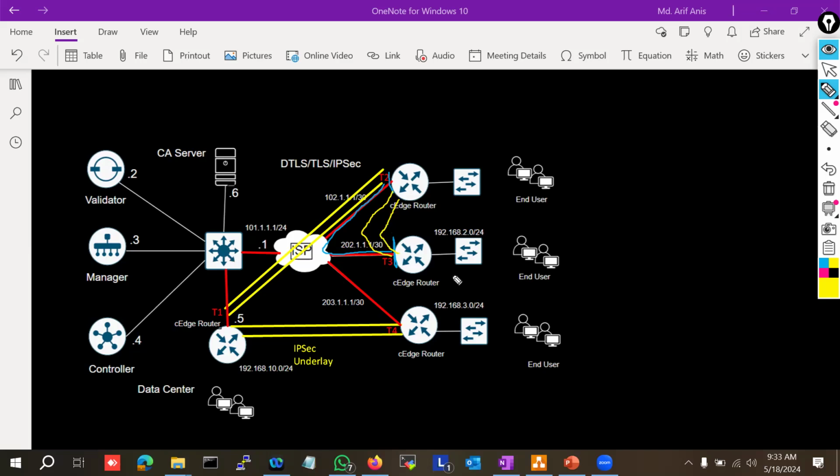So our physical connectivity, physical routers, or physical connectivity is known as the underlay, and the logical tunnels are known as the overlay. I hope this video is helpful for you. So this is the underlay and overlay.